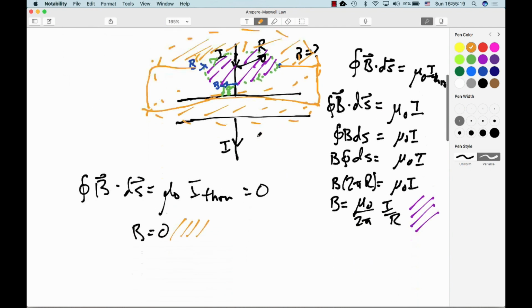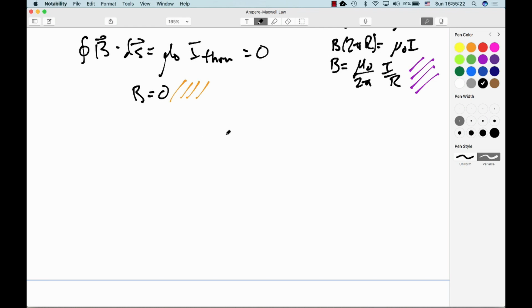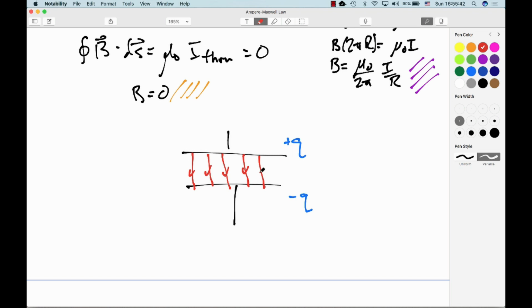Because if we look between the plates, so let's draw another capacitor here. If we look between the plates, at some instant we have charge plus Q here, minus Q here. He realized that the electric field strength, or more properly in this case the electric flux, between the plates was proportional to Q. So then he realized that the current in this case has to be proportional to dQ/dt. So the current here would be proportional to the time rate of change of the electric flux between the plates.